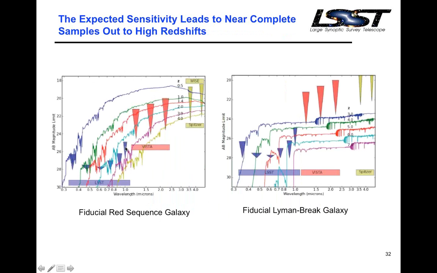The LSST points are these purple ones here, where the top of the triangle represents the single visit limiting magnitude, and the bottom of the triangle represents how deep we will get after the 10 years of the survey. And in most of these bands, you can see that we're getting down to redshifts greater than 1, of order a few, which is nicely complementary to the sensitivity of the VISTA survey in the near-infrared and Spitzer and WISE at somewhat longer wavelengths. So that's for a fiducial red sequence galaxy. For a Lyman break galaxy, you can do similar analysis, and there you see we can get out to redshifts of order 6 or 7.